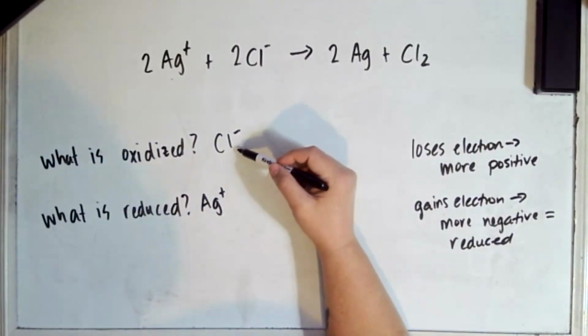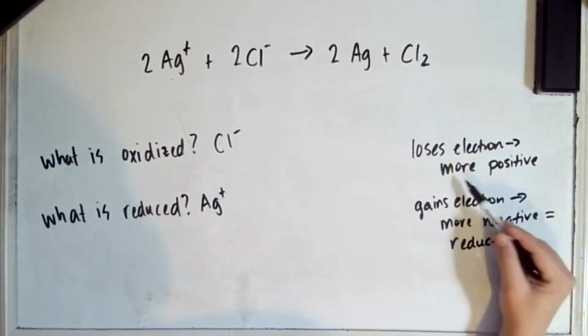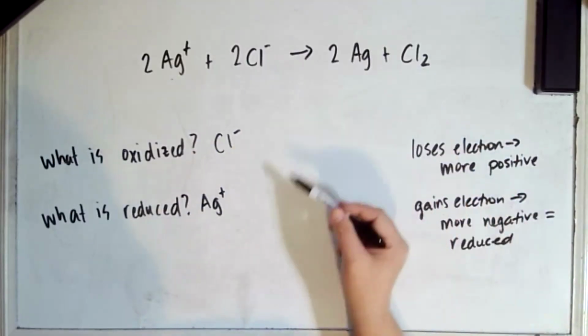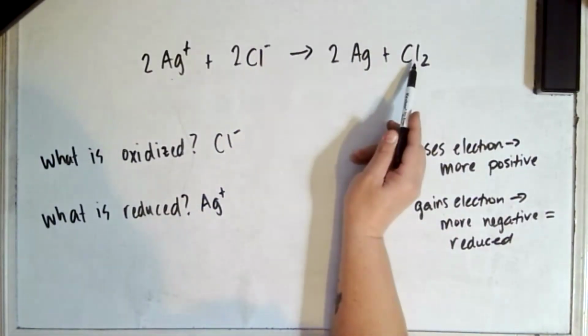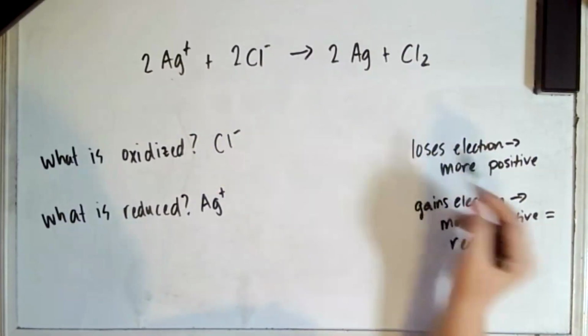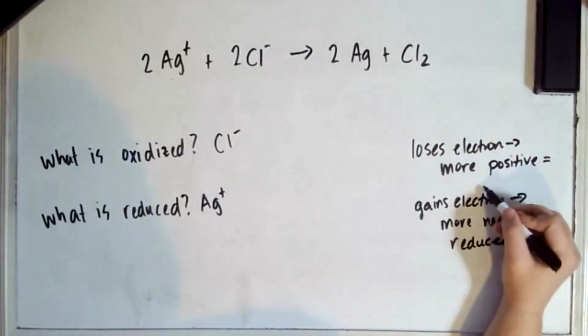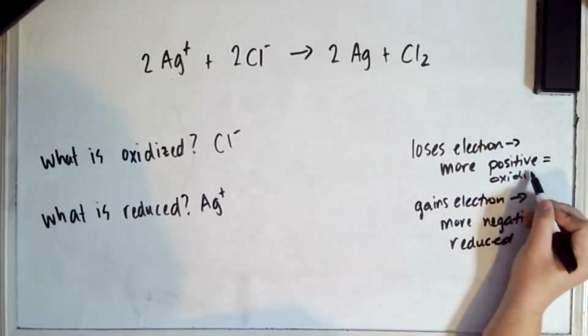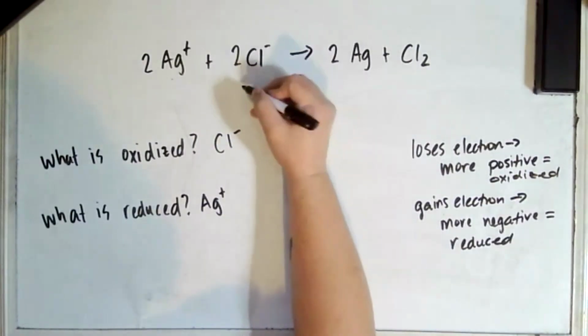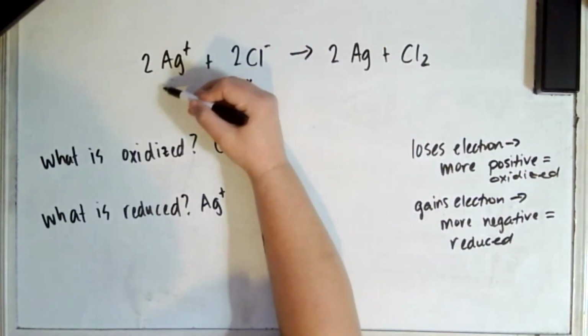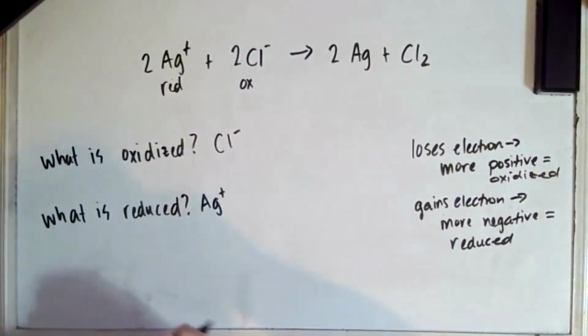If chloride is the thing that's oxidized, then we know that it should get more positive on the product side. And what happened here, it went from -1 and its charge went up to 0, right? So it must have gotten more positive for its charge to be 0. So if it got more positive, that means that it was oxidized. So our Cl- is going to be oxidized. Our Ag+ is going to be reduced in this reaction.